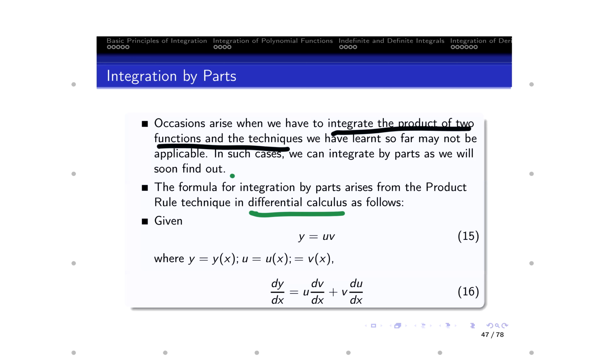Okay, so as a refresher, you remember that in differential calculus, when we talked about the product rule, y was seen as u times v, where u is a function of x and v is also a function of x. So y is y of x, u is u of x, and v is v of x. And we saw there that dy/dx, which is the product rule, is u times dv/dx plus v times du/dx. Now let's see how that applies to what we have to do here.